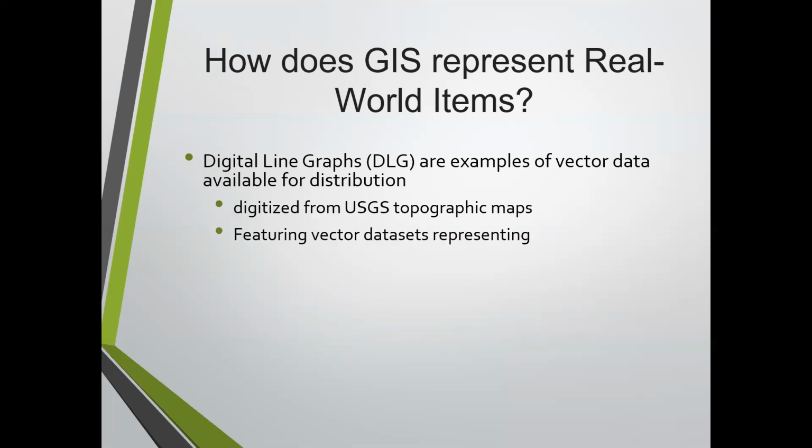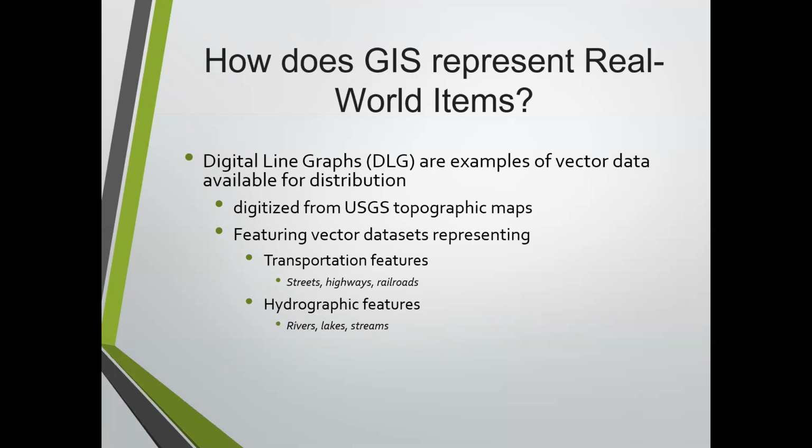These are vector data sets that have been generated, and you can get this information. It's broken down into layers, and you can utilize it in a GIS. So they have things like transportation, which would be streets, highways, railroad type stuff. They have hydrographic features, which would be things like your lakes, rivers, and streams.